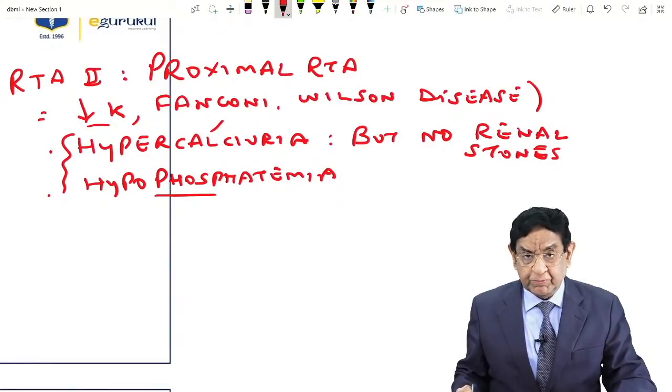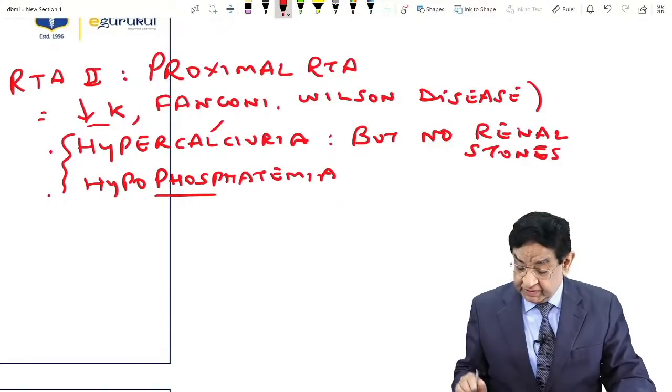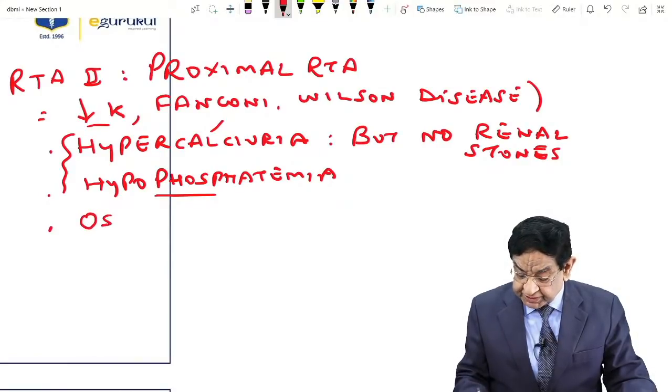But why is it so important to talk about this separately? Yes. A large amount of calcium going out, and that will lead to what? Osteomalacia.